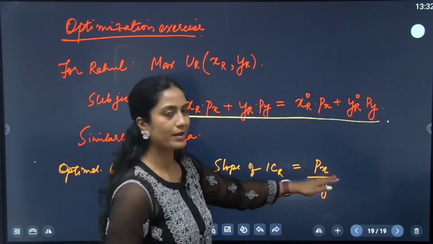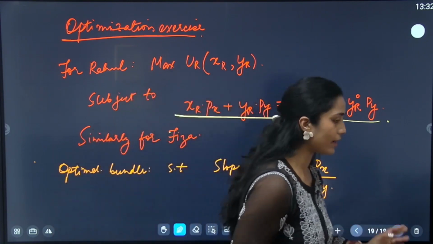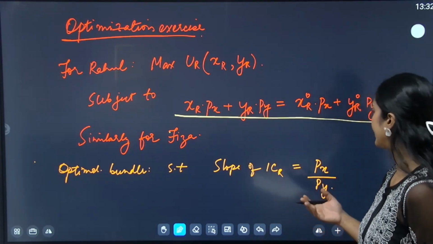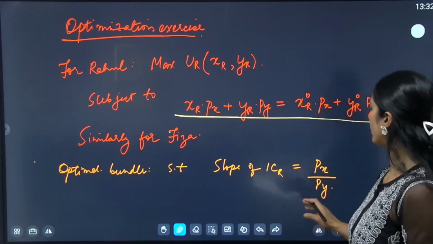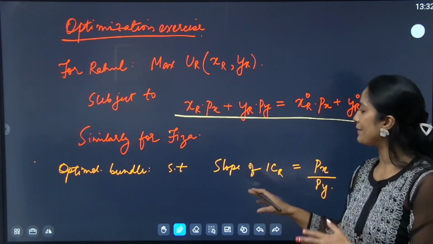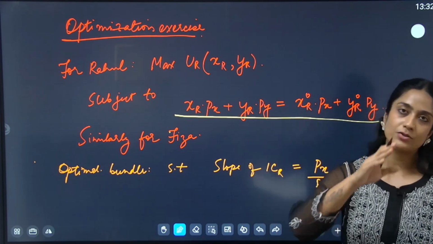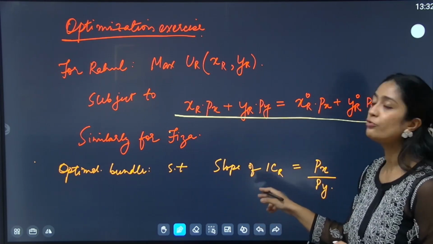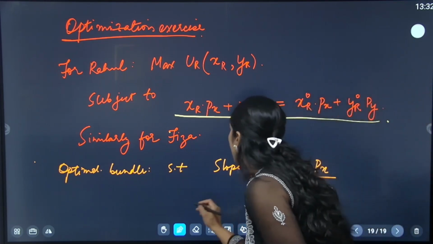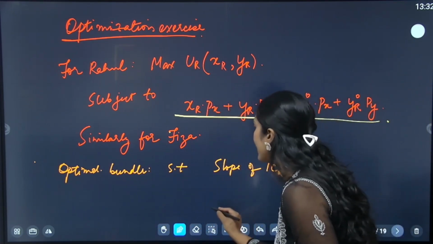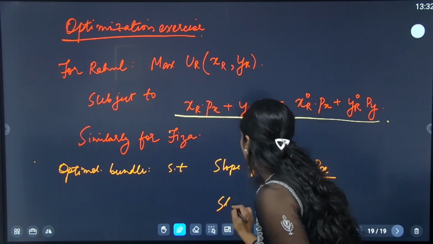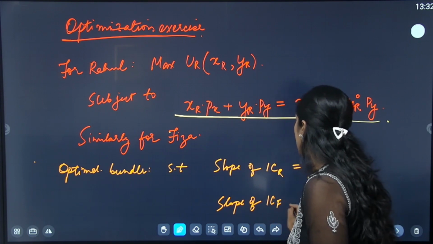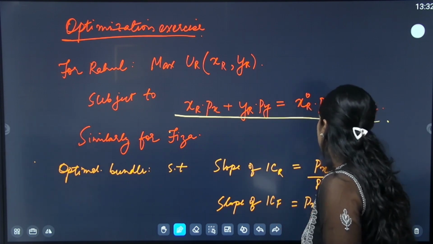Okay, I'm not going into details here. This is something that you may have done multiple times. If you have questions, we can talk about that topic later. But essentially, where your IC is tangent to the budget line, and this will hold true for both of them. So for Rahul this will be the case, and for Fisa this will be the case. So the slope of the indifference curve for Fisa will also be Px upon Py.